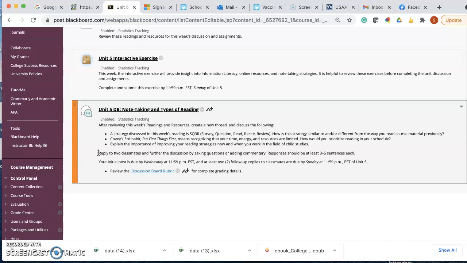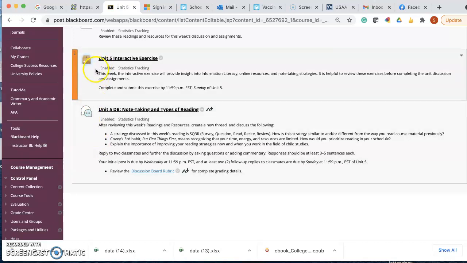Your initial post is due by Wednesday, which is the 28th. And then your 2 follow-up replies are due by Sunday, August 1st. So you also have your interactive exercises up here that are due by Sunday of the unit. I am seeing, when I look on the grade board, a lot of blue circles for your grades under the interactive exercises. And what this means is that you're not clicking all the way to the end of the interactive exercises for them to show up as complete.